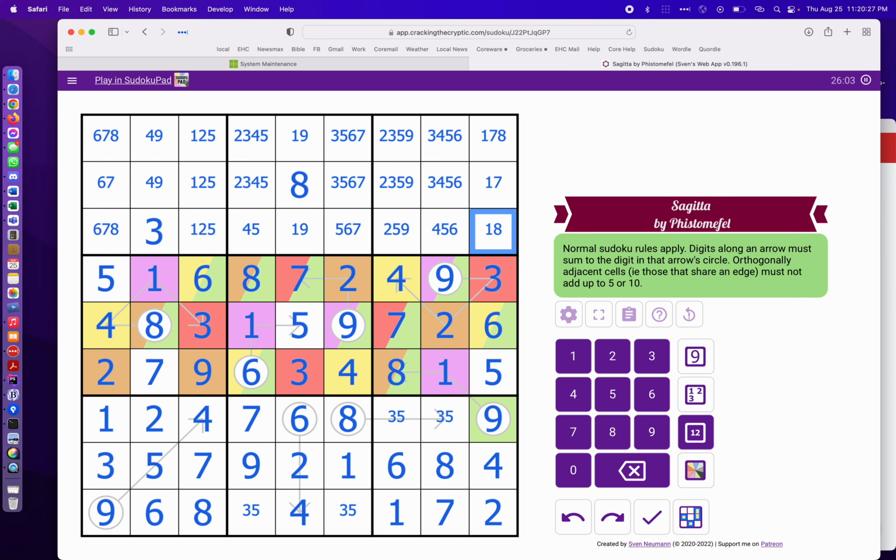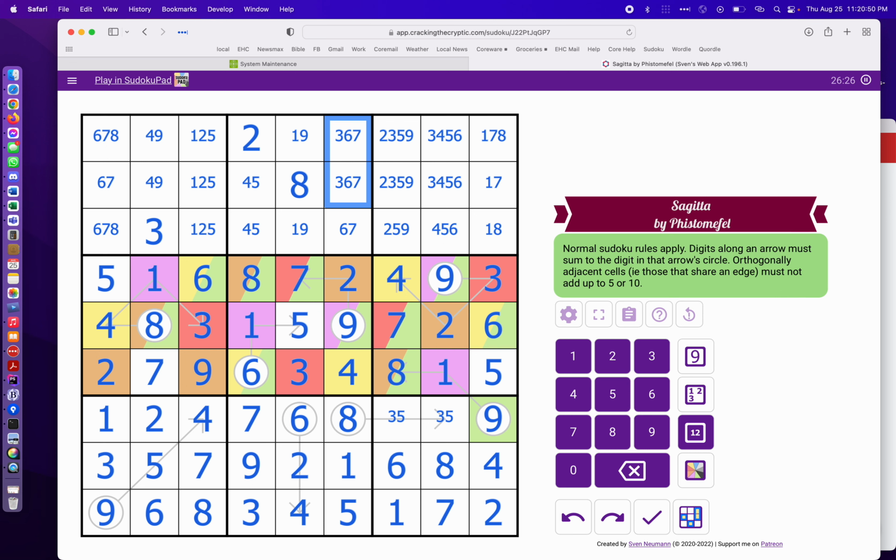This one can't be a 7. Okay, next to 8, we can't have a 2. So that leaves only one place for a 2 in this box. That's 2. That can't be a 3. So that's a 4, 5 pair. So that makes this a 3. That's a 5. So none of those are 5s.